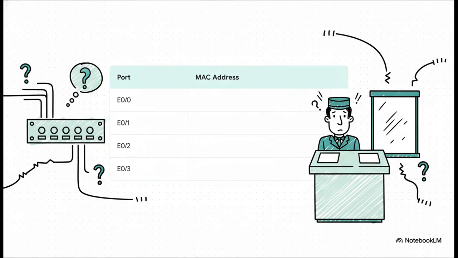So when you first plug in a switch and power it on, its brain is totally empty. This table right here, its MAC address table, is a blank slate. It knows absolutely nothing. It has zero idea which devices are connected to which ports. Think of it like that concierge's very first day on the job. The directory is completely blank.